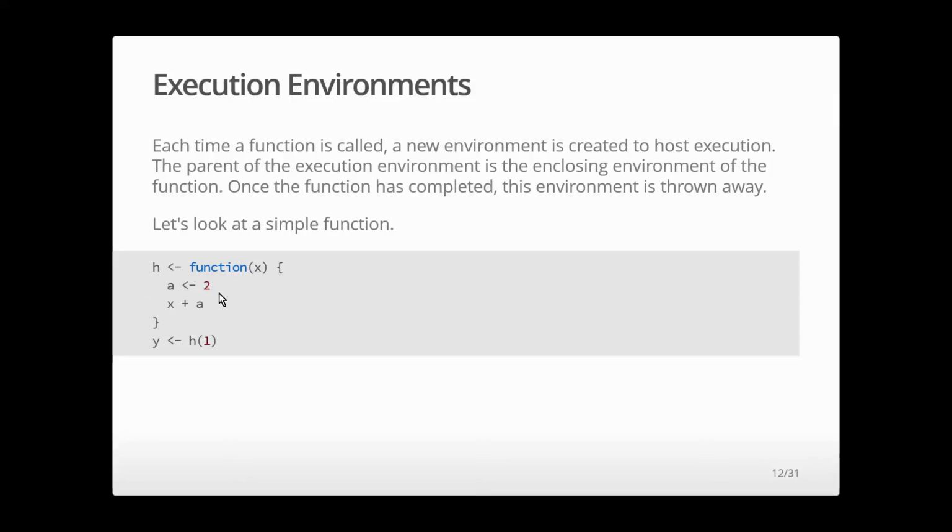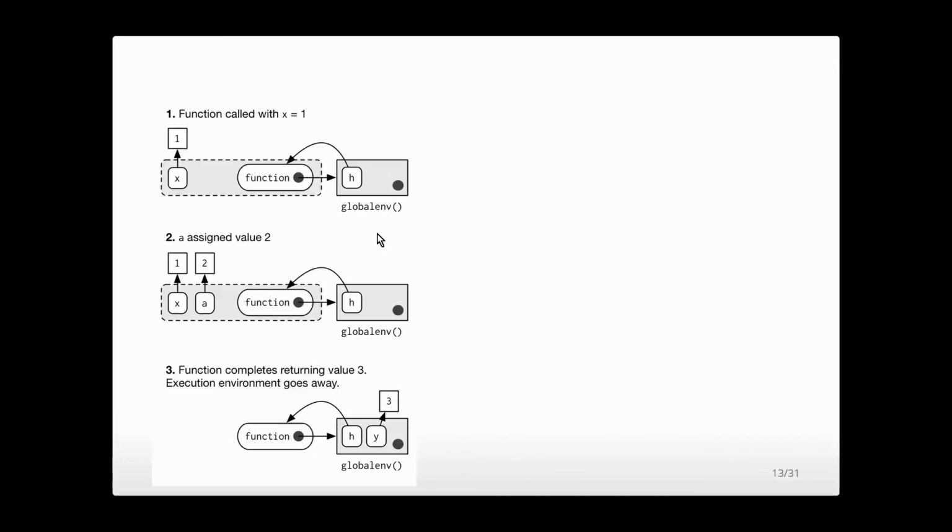All right, so here's a very, very simple function, the function h. Inside function h, we're assigning the value 2 to a, and then we return the value x plus a. h is a function of x, and we're going to run it by running h of 1 and storing the output into y. So what is y going to be? 3, right?